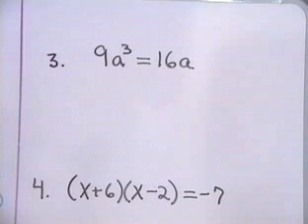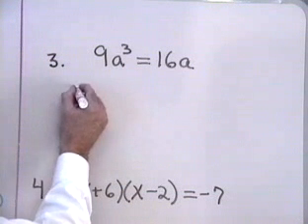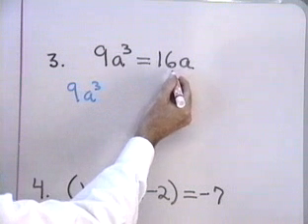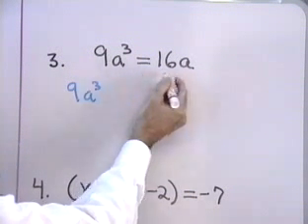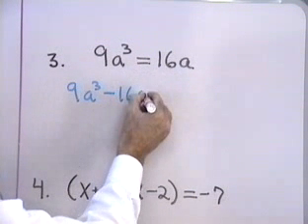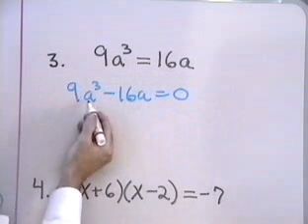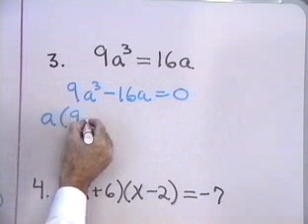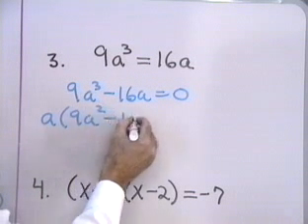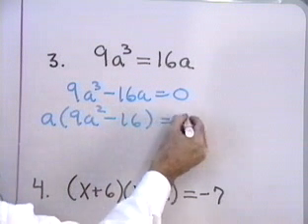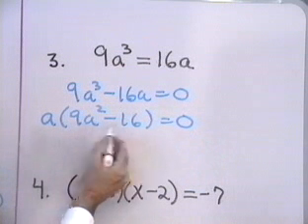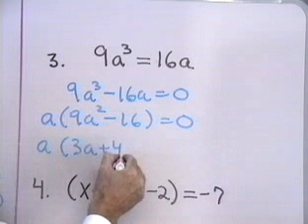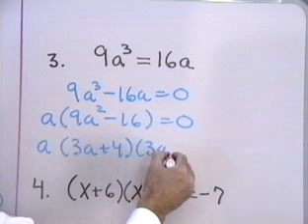Here's our next equation. 9a cubed equals 16a. Let's put it in standard form by getting 0 on this side, and I'll do that by adding negative 16a to both sides. Now I have a greatest common factor of a. I'll take it outside. a times 9a squared minus 16. I'll factor 9a squared minus 16 into 3a plus 4, 3a minus 4.